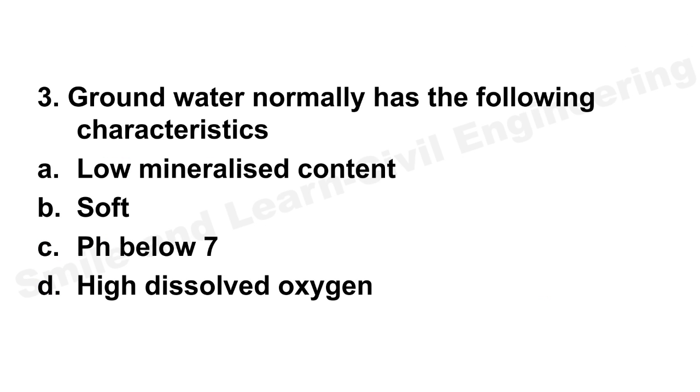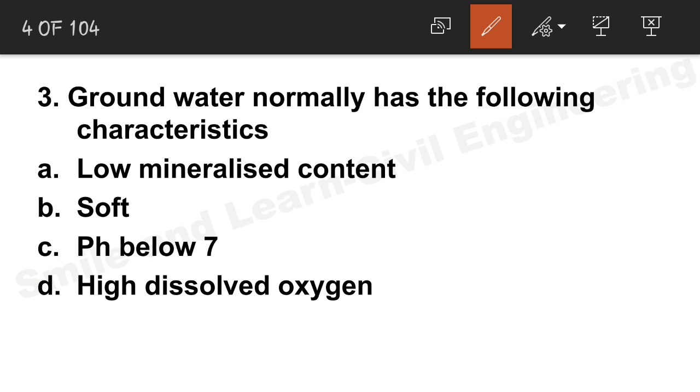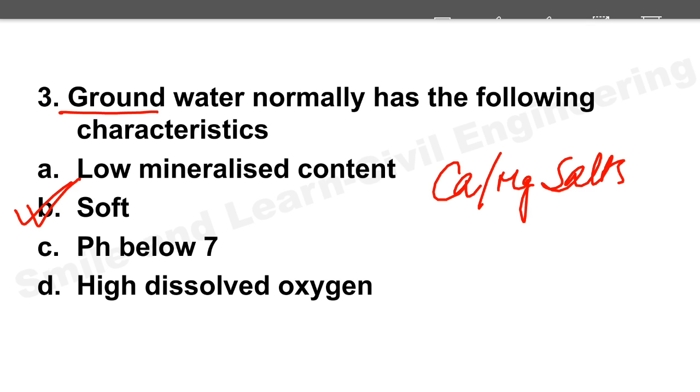Question number 3. Groundwater normally has the following characteristics. So see, it's about the groundwater, underground water. So underground water is soft, okay. It isn't hard like the surface water, okay. It doesn't contain calcium or magnesium salts. Let's move on to question number 4.